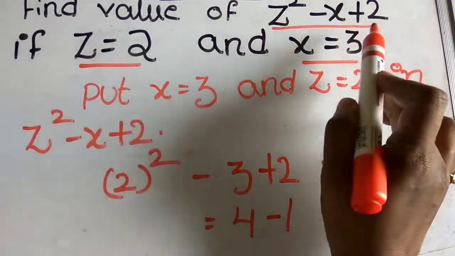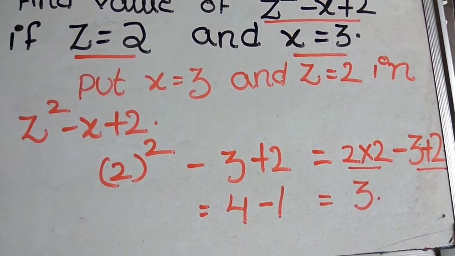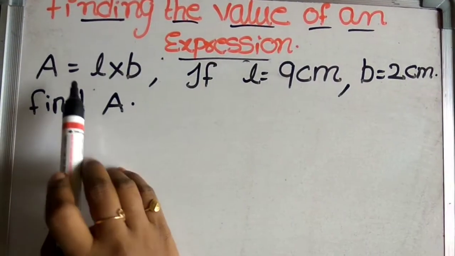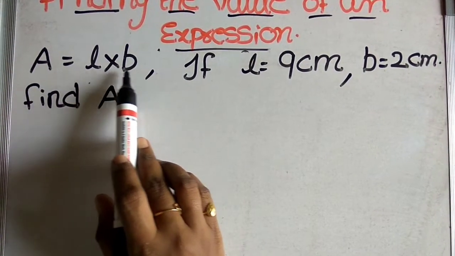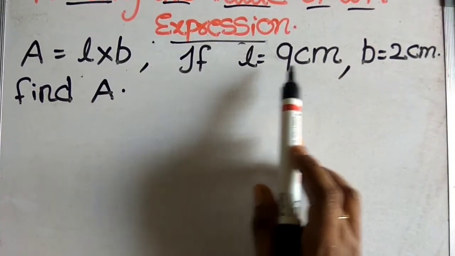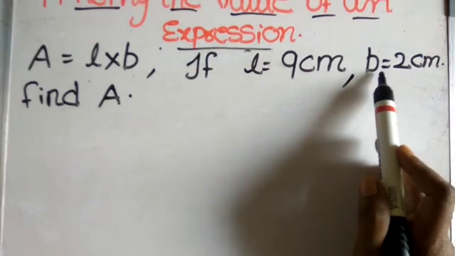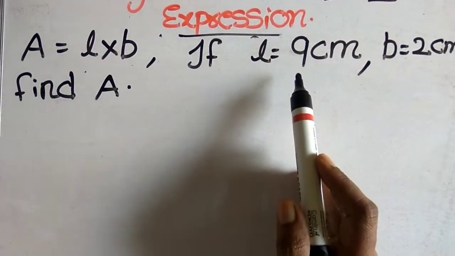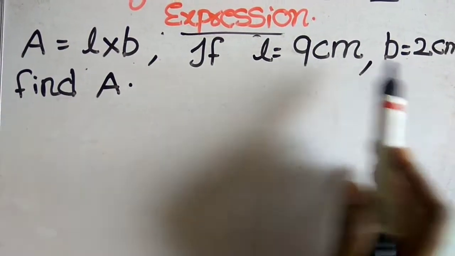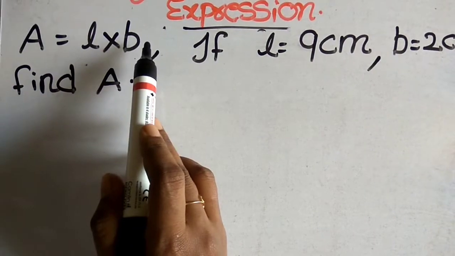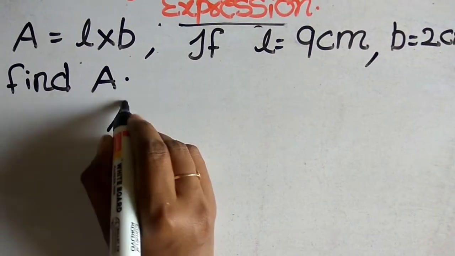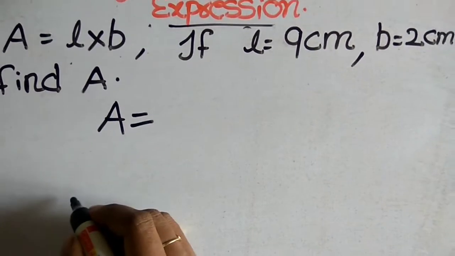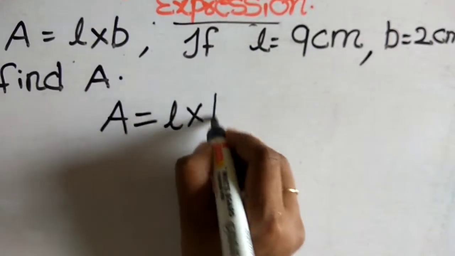So what we have done? We have substituted the given values in the given expression in order to find the value. Now let us see one more example. A equals L into B. Suppose the value of L is 9 centimeters and B is 2 centimeters, what we have to find? We have to find A, that means the area. So now take the expression A equals L into B.